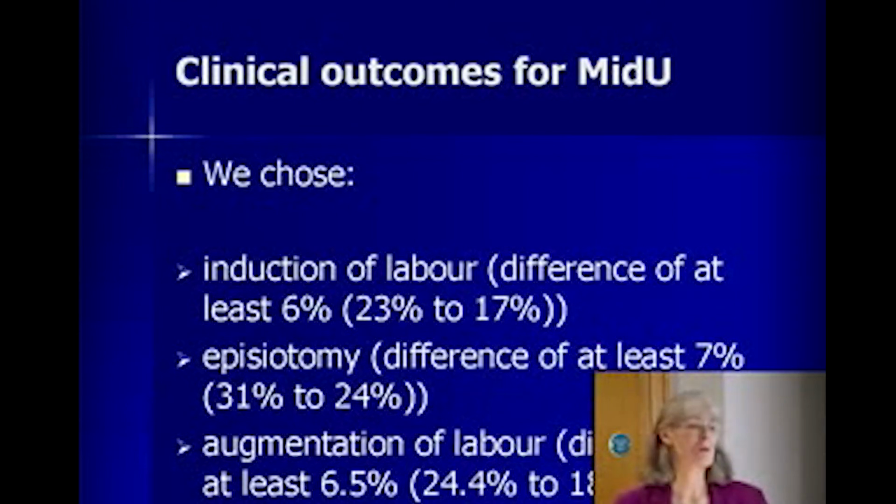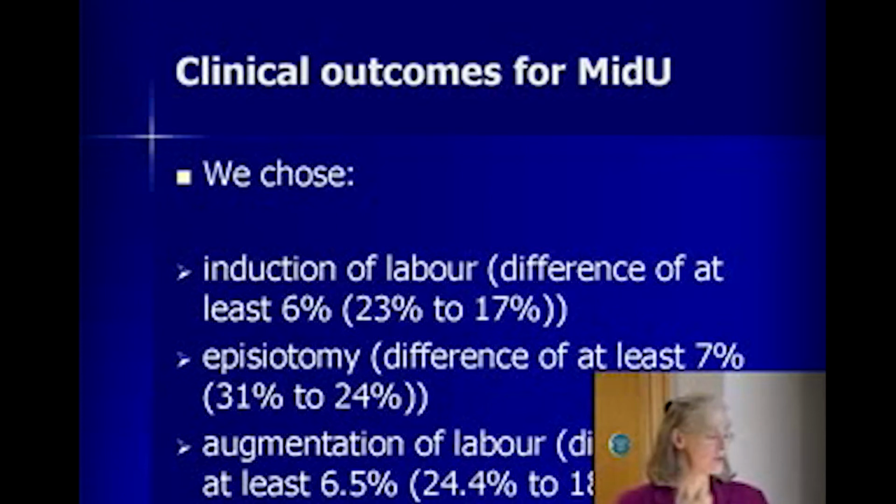And that was on a straw poll of midwives in the area. What did they feel was a significant difference? We also chose an episiotomy difference of 7%, from 31 down to 24, and augmentation of labour, 24% down to 18%. So they were our three outcomes for MIDU, what we powered the study on, and then we had the zillion other secondary outcomes.